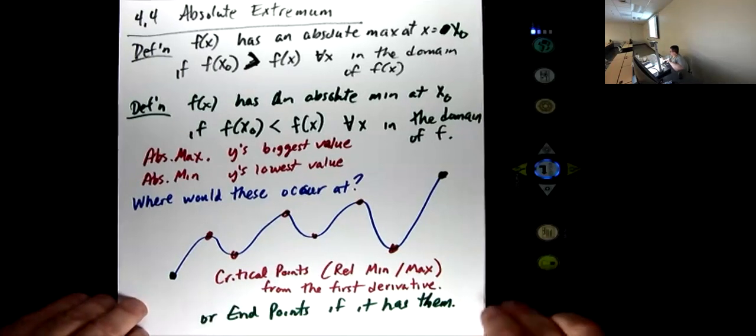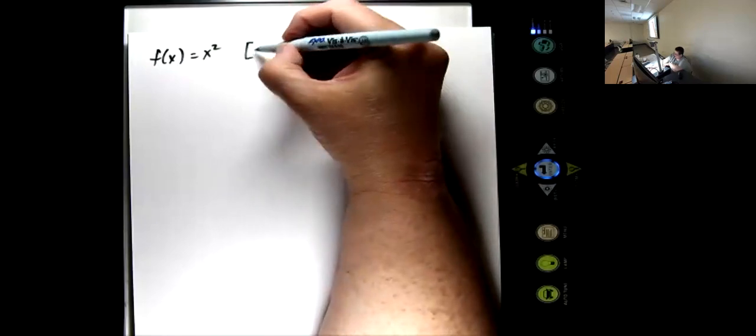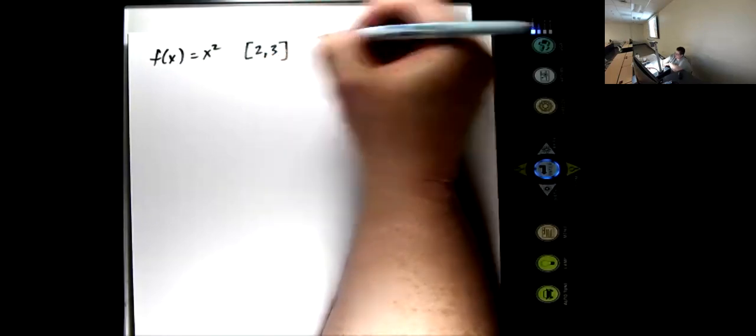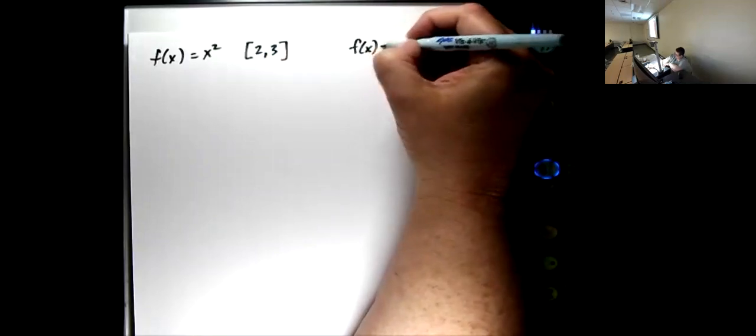All right. So the candidates are where the first derivative equals 0 and the endpoints. Let's take a look at some examples. We're going to look at f of x equals x squared on the region [2, 3], where we include 2 and 3. And then we'll look at it on the region where we don't.